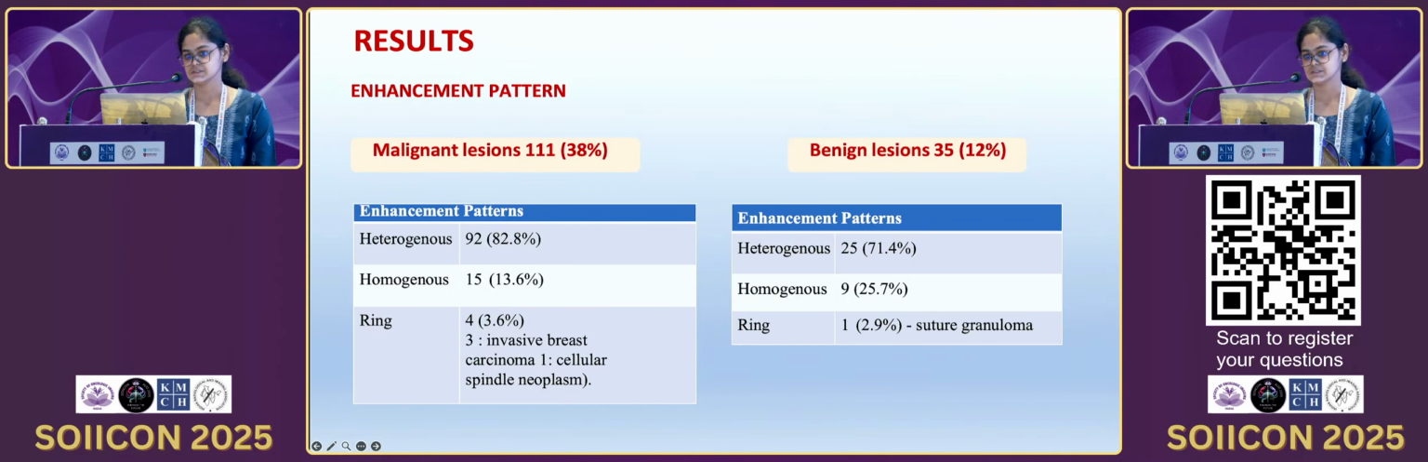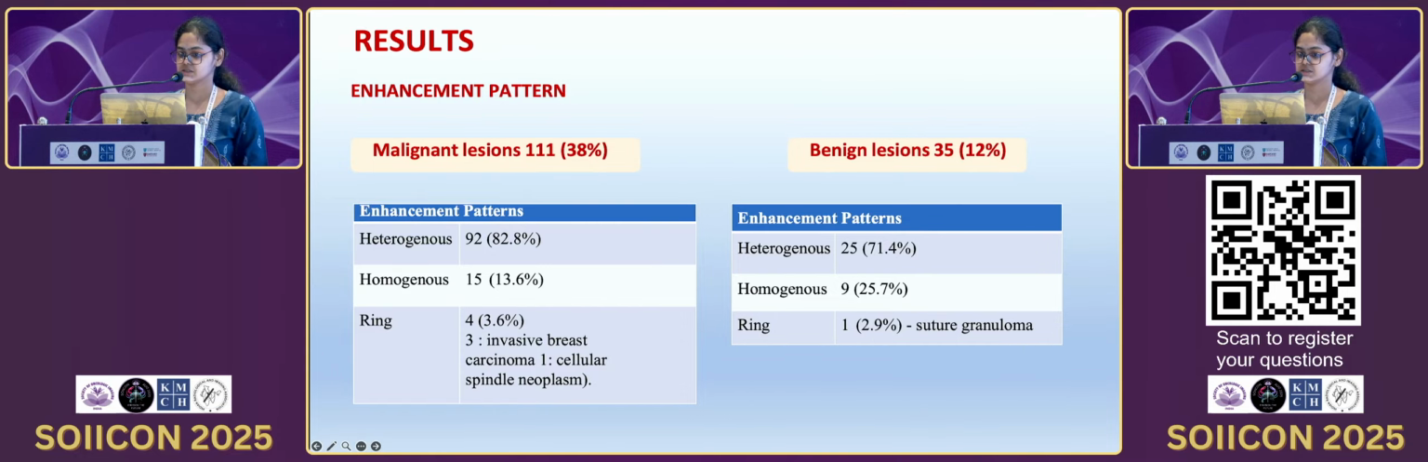So coming to the results, let's begin with the enhancement pattern. Among the 111 malignant lesions, the most common pattern of enhancement was heterogeneous enhancement, seen in 82.8% of lesions, followed by homogeneous enhancement in 13.6% of lesions. And ring enhancement pattern was seen in 3.6% of lesions, in which 3 were invasive breast carcinoma and 1 was cellular spindle cell carcinoma, spindle cell neoplasm.